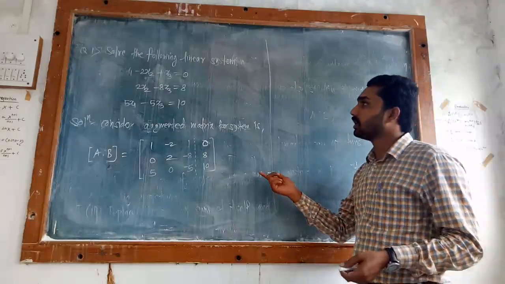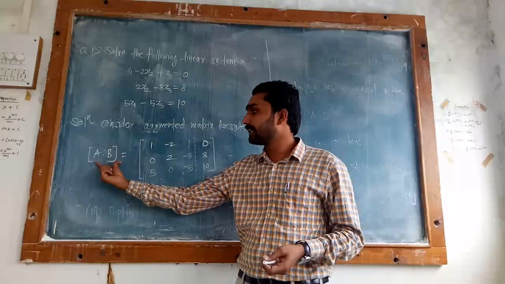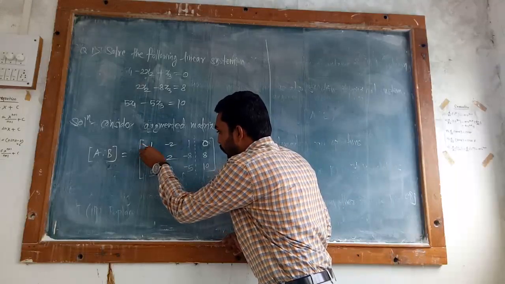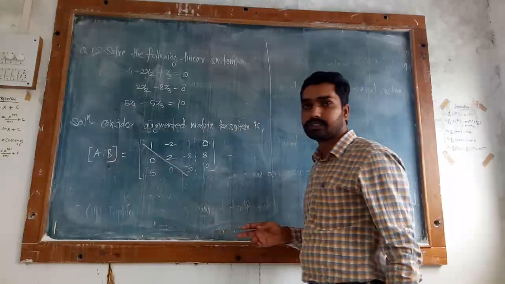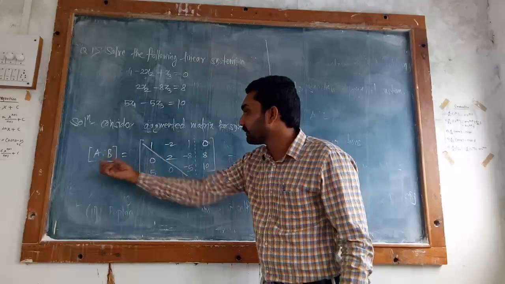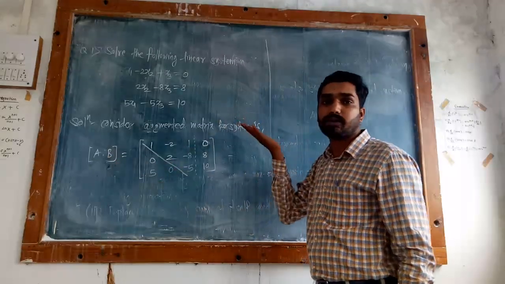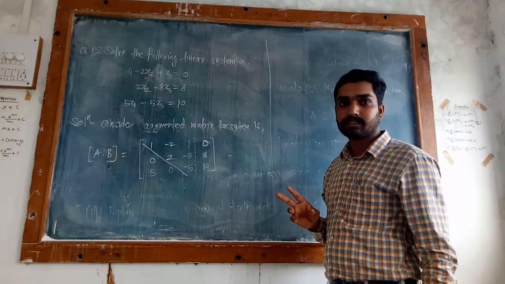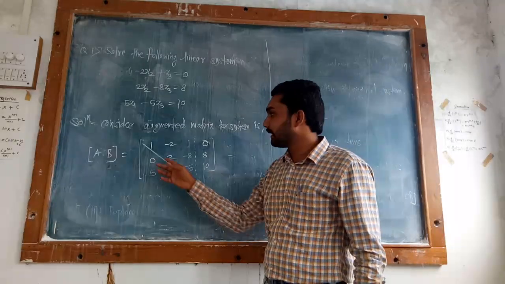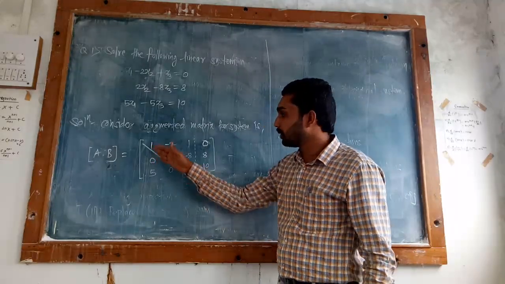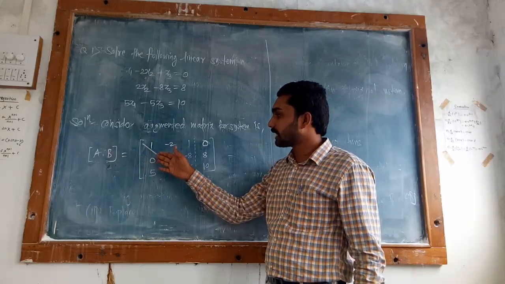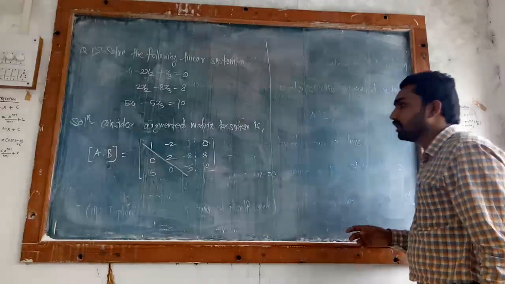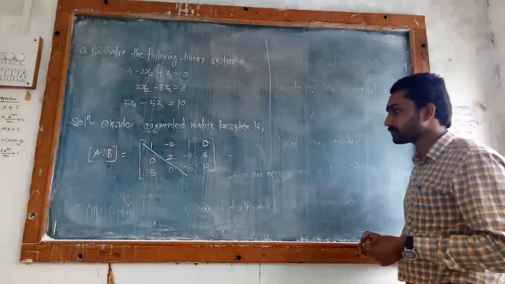For that, to find the value of x1, x2, x3, we have to solve this augmented matrix by using the elementary row operation. That means we have to convert this coefficient matrix A to the upper triangular matrix, and we have to make all diagonal entries become 1. So what is your goal? We have to make all diagonal entries become 1, and all the entries below the diagonal become 0. So we have to do this by using elementary row operations.